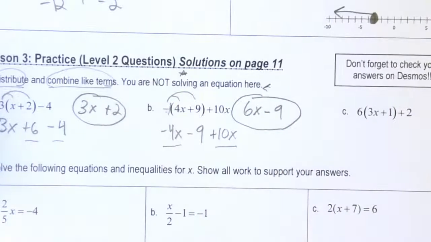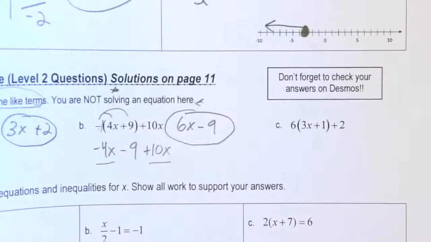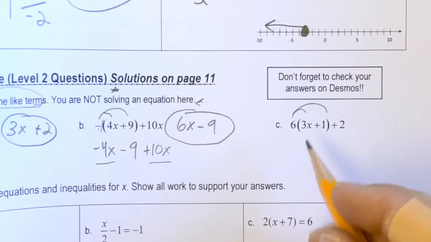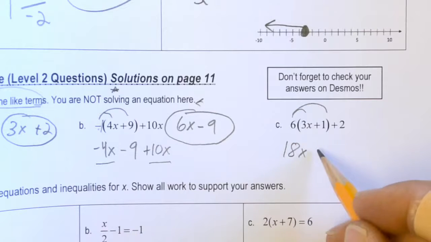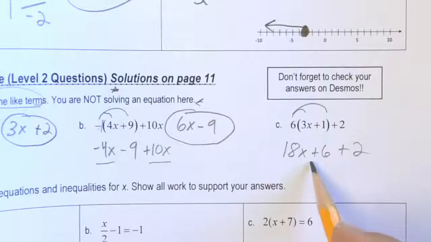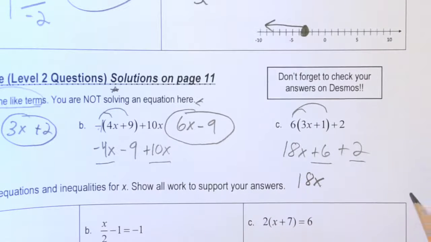All right, last one. Here we go. Let me move that a little bit. Letter C. Same thing here. We are just distributing. 6 times 3x is 18x. 6 times 1 is positive 6. Drop down that plus 2. That didn't change. Where are my like terms? 6 and the 2. Final answer, 18x plus 8. There we go.